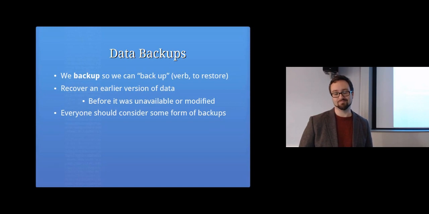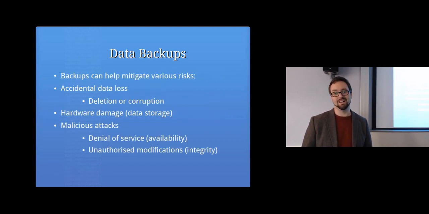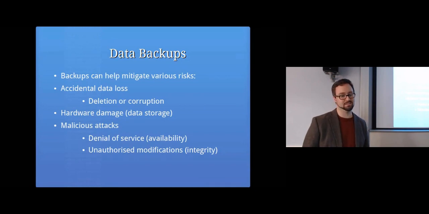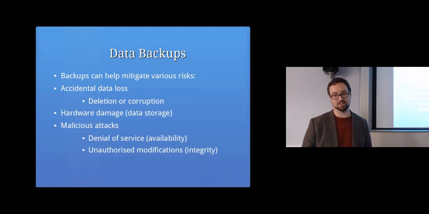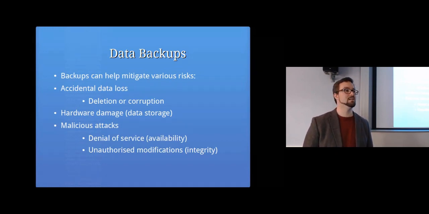So I think we all have first-hand experiences of accidentally losing things, and whether or not we happen to have a backup in place. So we can use backups to mitigate various risks. So we might accidentally lose some data, due to either deletion or corruption. We might have hardware damage, so a hard drive might die, which was in my case the thing that happened to me. Show of hands if you've had a hard drive die on you.